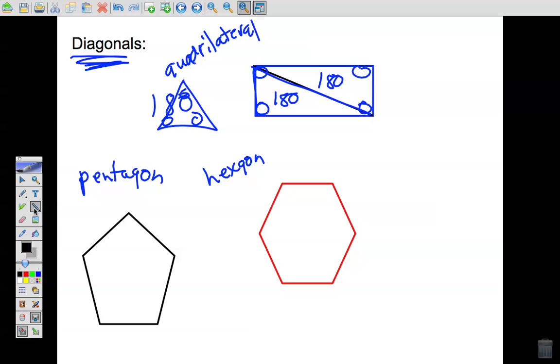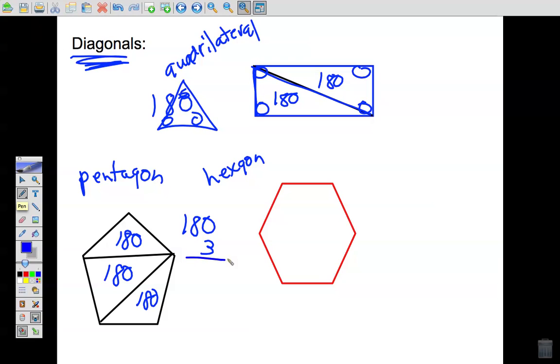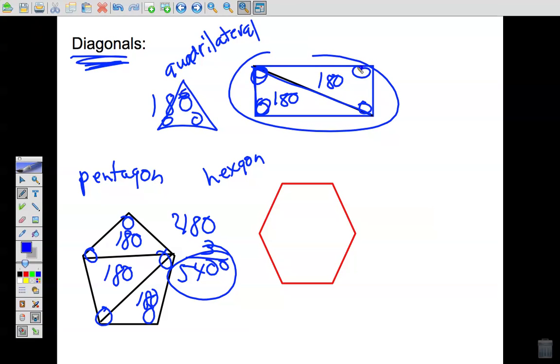Now, I could use that same idea for our pentagon. So there's a pentagon there, I could draw my diagonal there, and I have a triangle on the top, and then I could draw another one. And notice I have 3 triangles, and for every triangle I have, the 3 angles add up to 180. So my 180 times 3 is 540. So when I add up the angles in a pentagon, 5 of them, right? Because if I have 5 sides, I have 5 angles. They add up to 540 degrees. Again, 4 sides means you have 4 angles. They add up to 360.